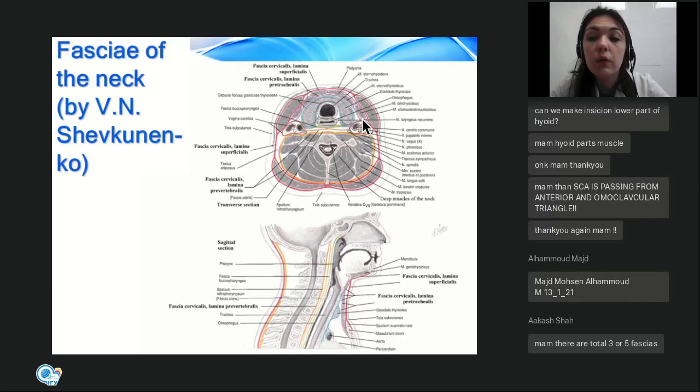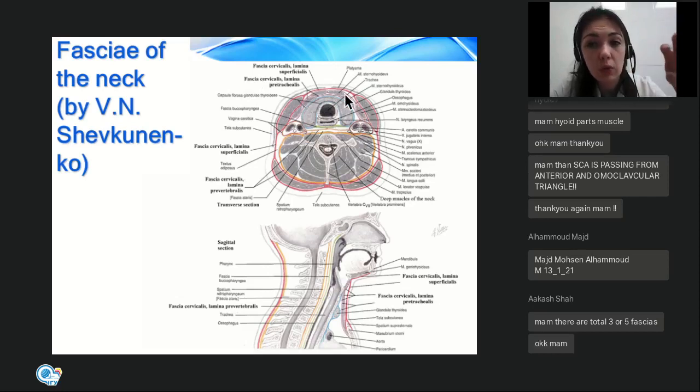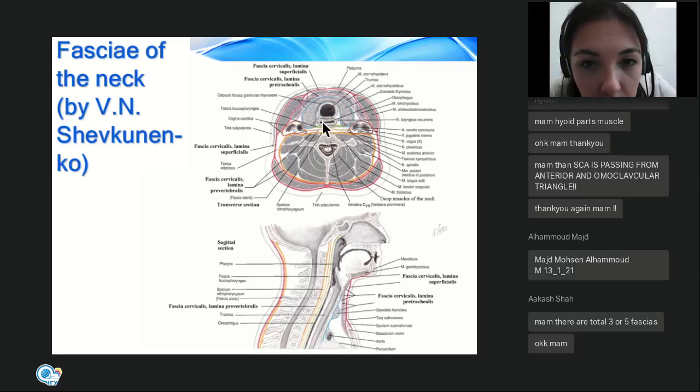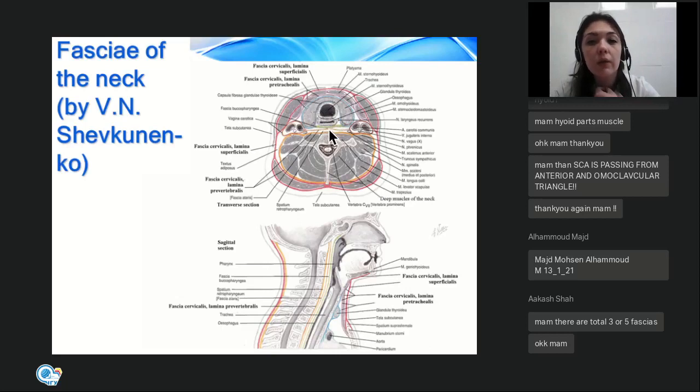So I told you, according to Russian anatomic school, they are 5. But according to international opinion, what is given in your textbooks, they are 3. Because there is, I told you, a proper fascia of the neck. It is one, just it is divided into 2 layers. And after that, there is endocervical fascia, fascia endocervicalis, that surrounds internal organs of the neck. Like here we can see this is thyroid gland, and is cervical part of the esophagus, and it is larynx.